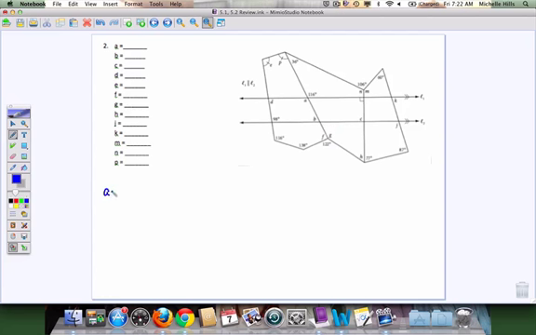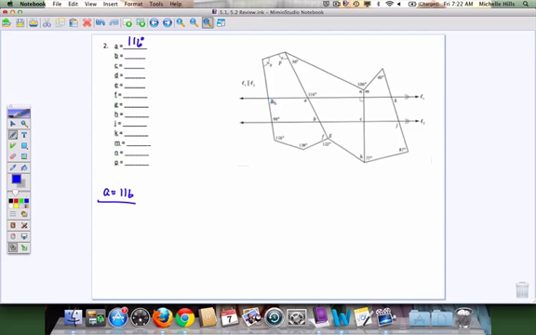So A is a really quick 116 because it's a vertical pair with this 116 degree angle. Now, to find B, I can't directly find it using things that I knew before, but I can find it directly using something that I know now.